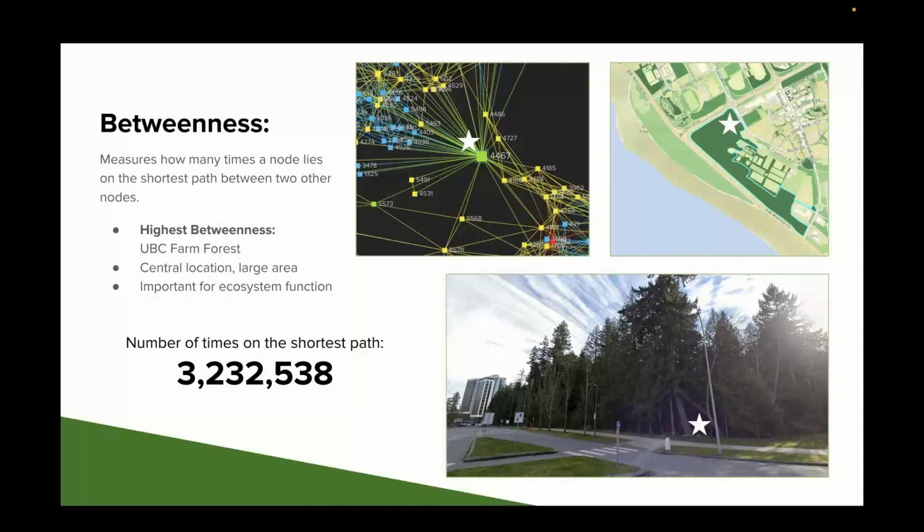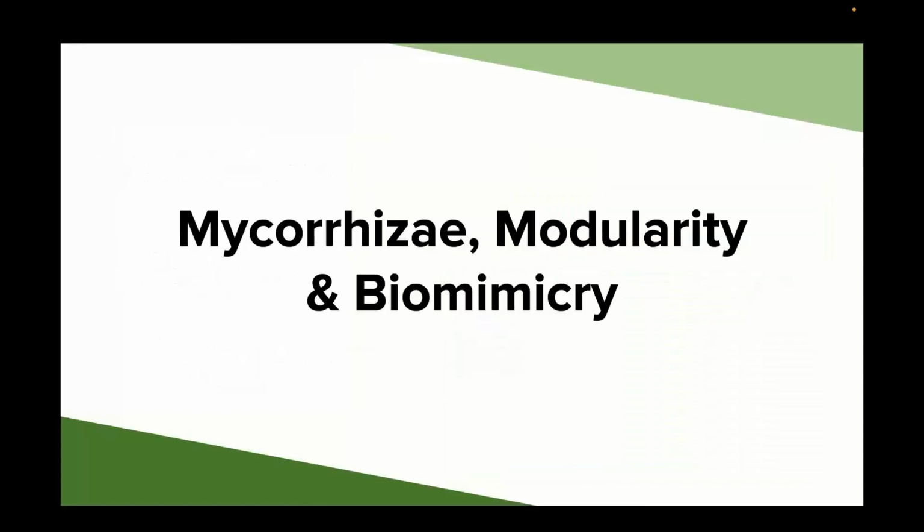For example, the large green space labeled 4467 on the top left has the highest betweenness in the network. This means that it lies on the shortest path between the most other green spaces. This is understandable as this point represents the forest at the UBC farm, a large green space in a central place on campus. However, this also means that the farm forest represents an important strategic location in maintaining ecosystem health, as it has a strong influence on the movement of species through the ecosystem.